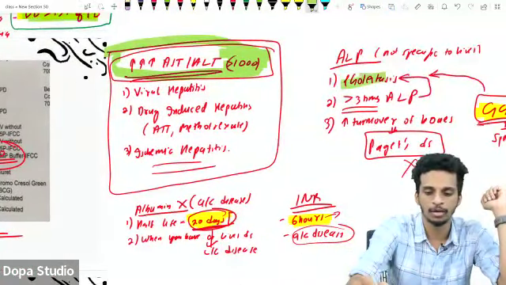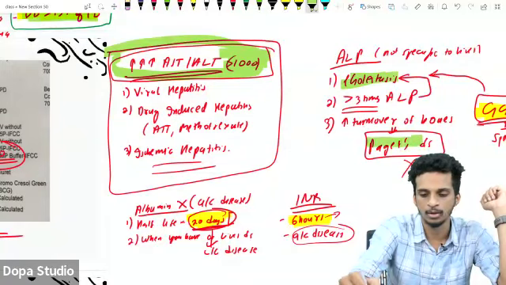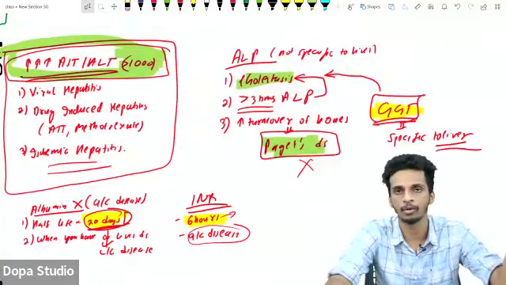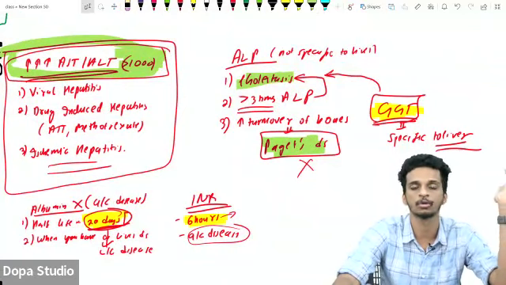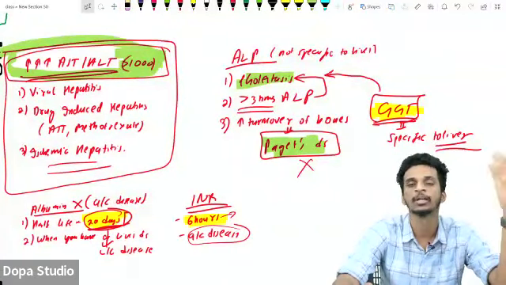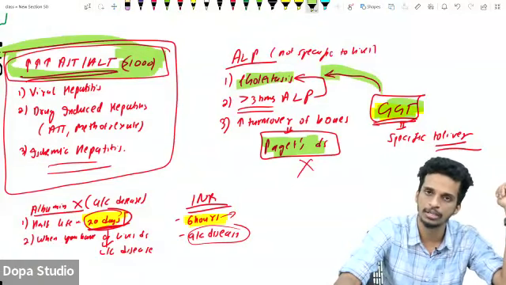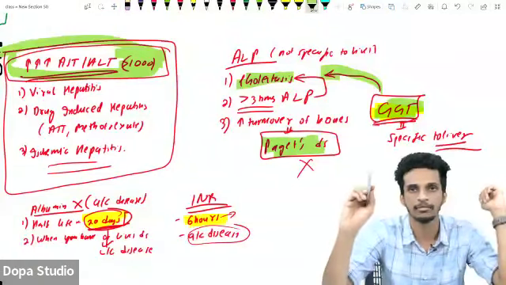Okay, now we have discussed ALP. ALP is a marker of cholestasis, but it also comes from bone, so ALP is also increased in Paget's disease. To differentiate whether the ALP is coming from liver or bone, we do GGT. GGT again is a marker of cholestasis, but GGT only increases in liver diseases.